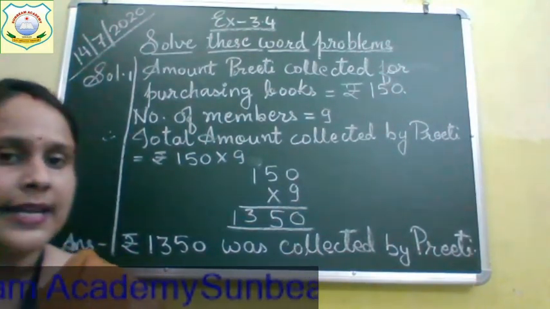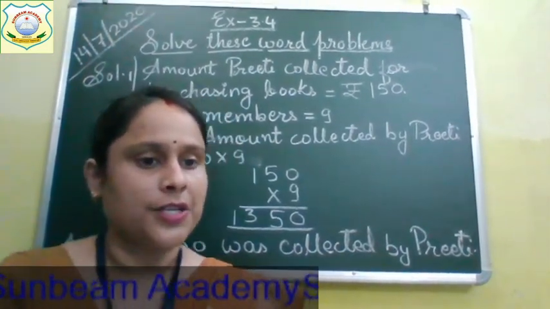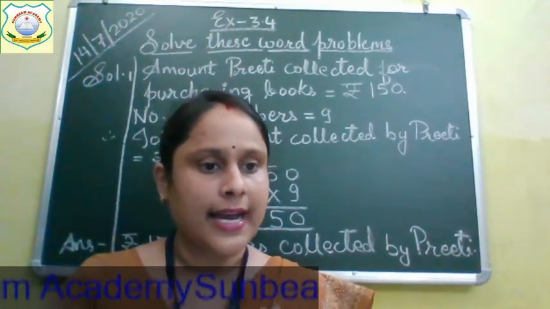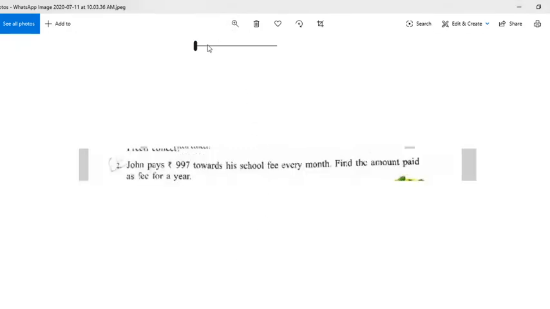Now children, see the second question of yours. Okay? We have finished our first question. Now, see the second question. Your second question is, I am going to share on the screen. See all of you. It's written, John pays rupees 997 towards his school fee for every month. Find the amount paid as fee for a year.